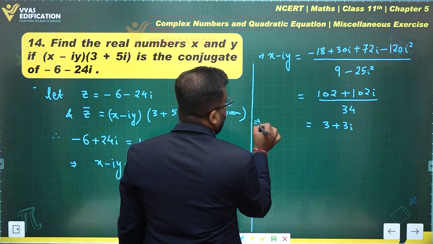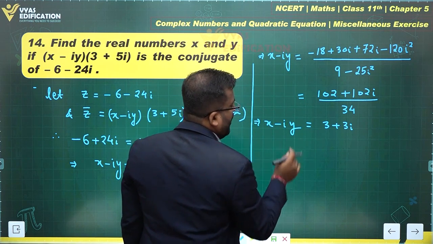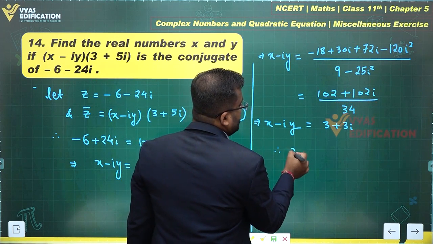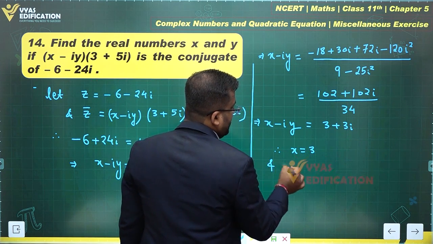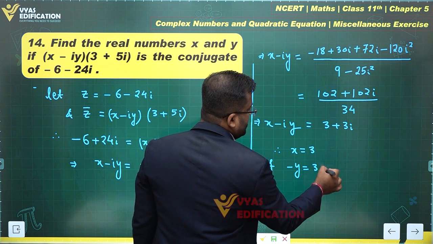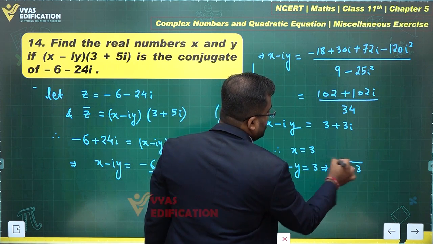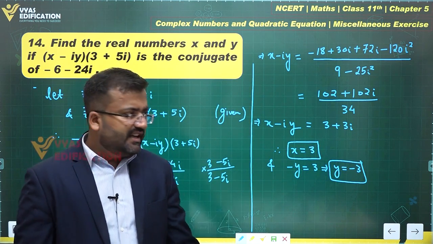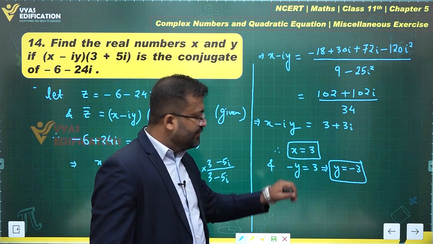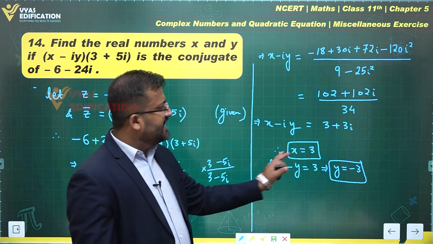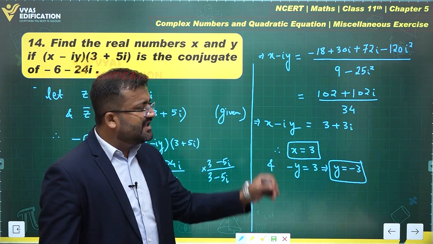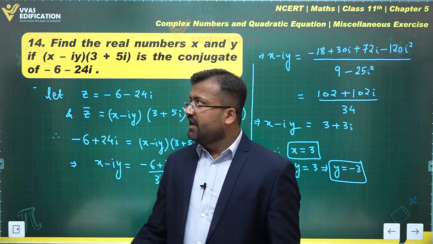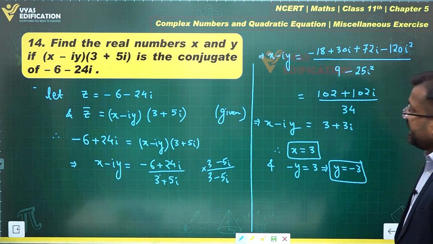And yes, this is equal to x minus iy. On comparison of the real parts, we get x equals 3, and minus y equals 3, which gives me y equals minus 3. So x is simply equal to 3 and y is equal to minus 3. This is obtained by comparing the real parts, and this by comparing the imaginary parts of LHS and RHS, since the two complex numbers are equal. And yes, that is all for this question.